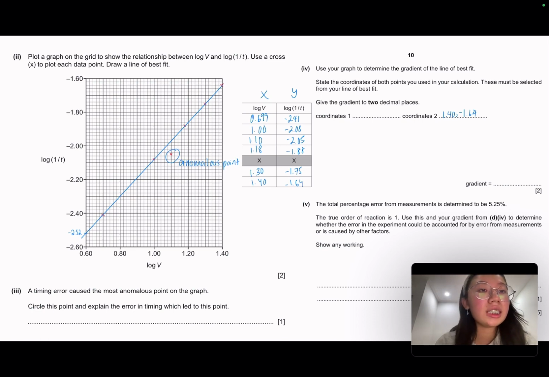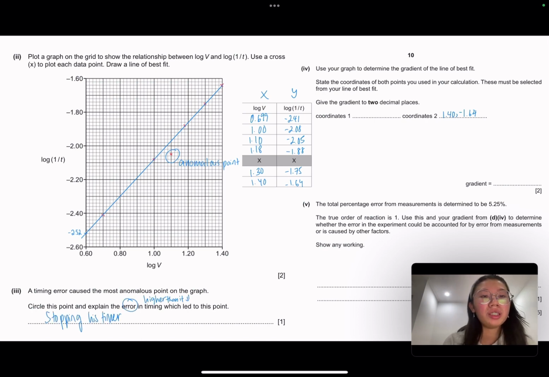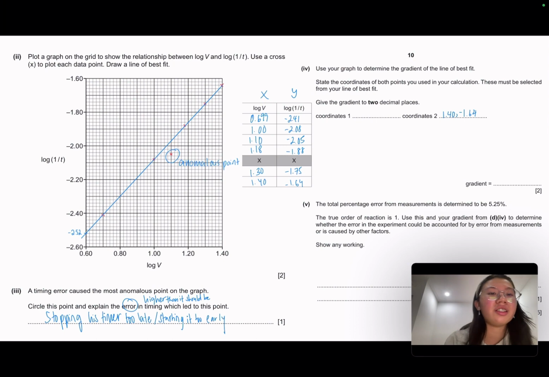Again, as we can see, the anomalous point is lower than it should be. So what does this mean? Your log 1 over t is lower than it should be, meaning your t is higher than it should be. So it means you either started the timer way too early or stopped the timer way too late. That would be the answer. See? Higher than it should be.